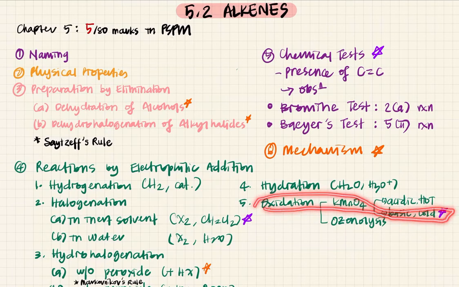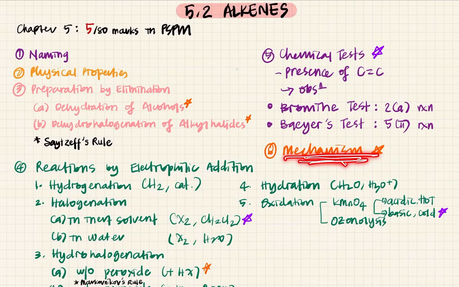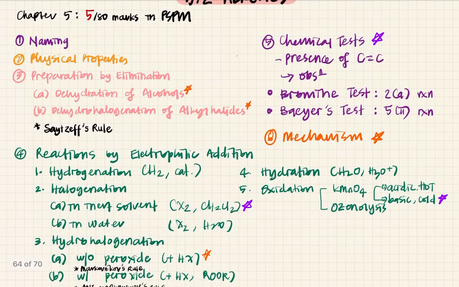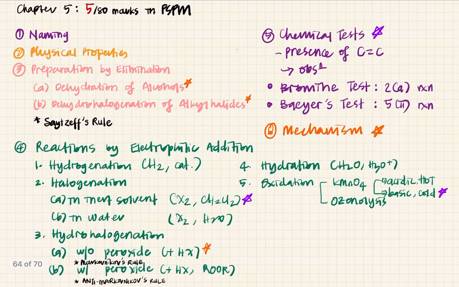Okay. Alright, so you have 3 mechanisms in alkenes. The ones I starred in orange, these are your mechanisms. But we are going to go into the mechanisms later. Okay.